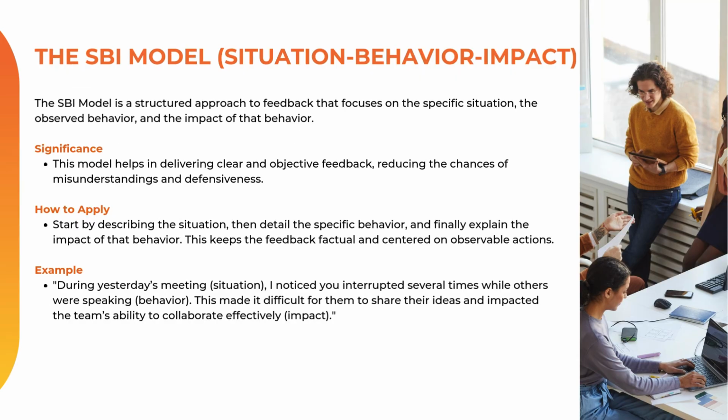The SBI model, or situation behavior impact model, is probably the most common and popular feedback model. This model is really about delivering clear and objective feedback as if you're watching a recording. You're going to start by describing the situation, then detail the very specific behavior, and then finally explain the impact of that behavior. You want to keep your feedback factual and center it on observable actions. This is most effectively done immediately after you see a behavior. It's less effective when you're trying to recall a specific circumstance a week or 2 weeks later.